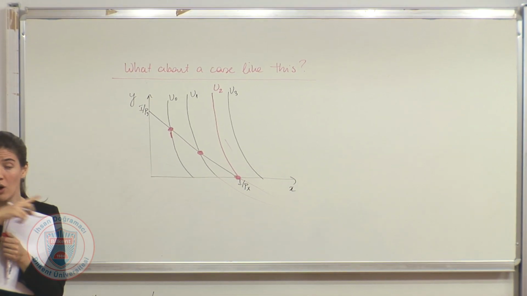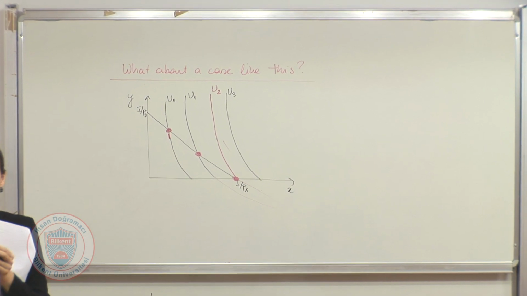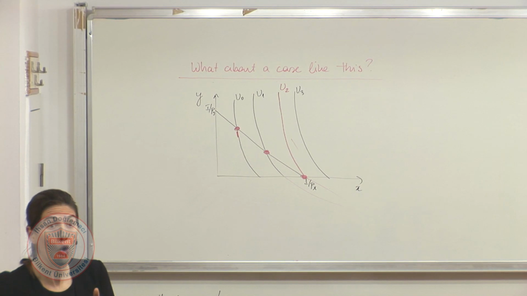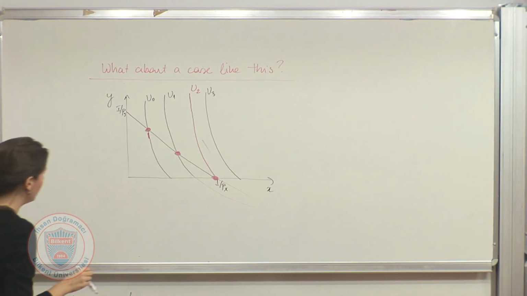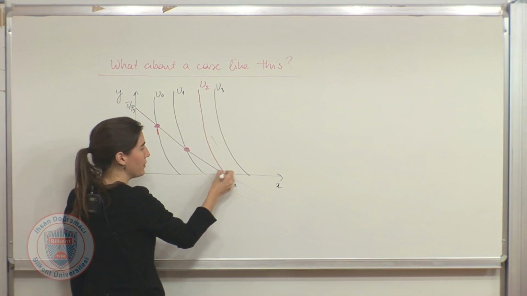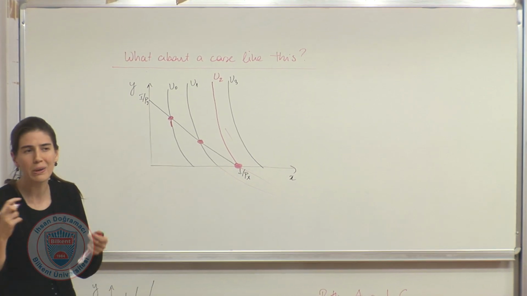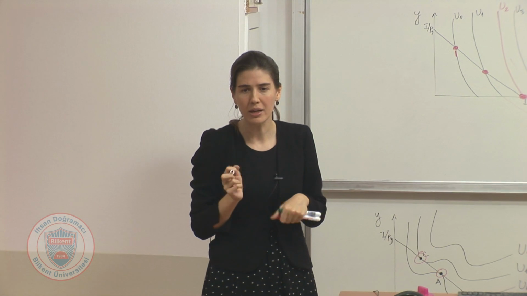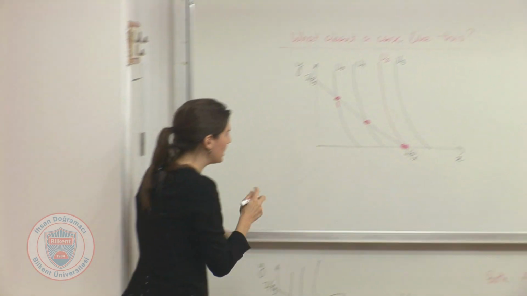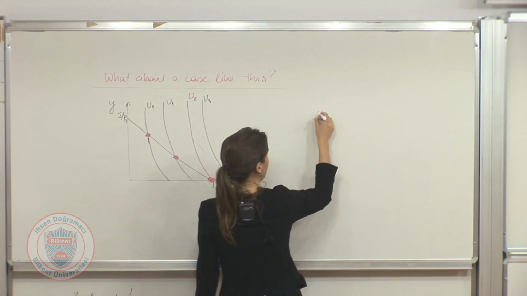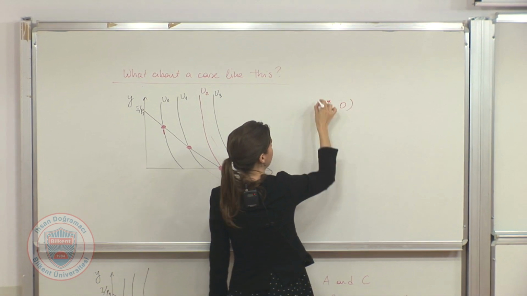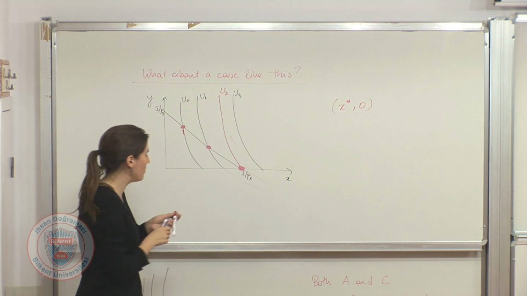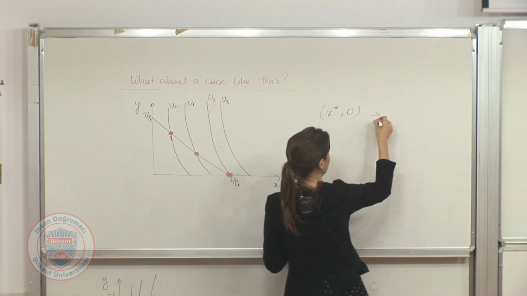So you see, these kinds of solutions, what do we call them? Corner solutions, okay? From now on, any solution like this is a corner solution, because you consume only X, but you do not consume any Y, right? So basically you're going to have something like this, X star, 0. This is the optimal solution. This is what we call a corner solution.